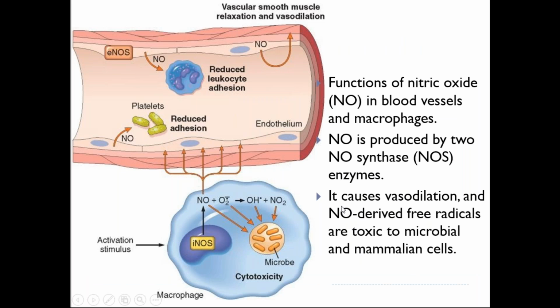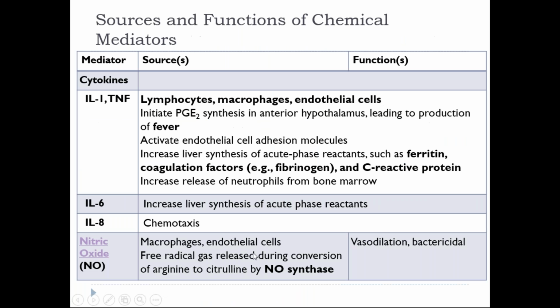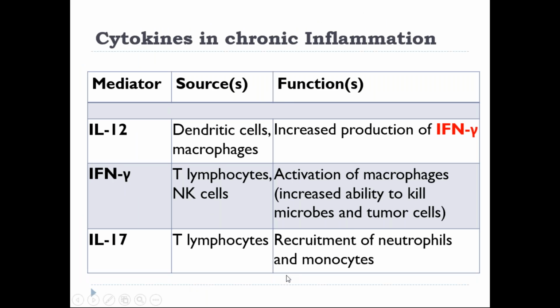So let us talk something about nitric oxide. I already told you now how nitric oxide is synthesized. Nitric oxide is synthesized from the amino acid arginine with the help of an enzyme called nitric oxide synthase. Again, nitric oxide synthase is of two types actually.